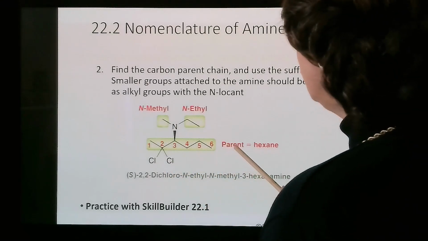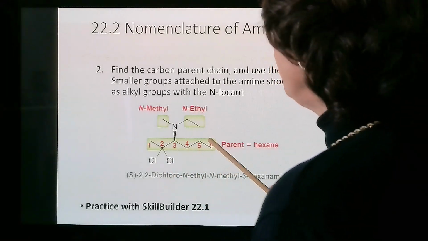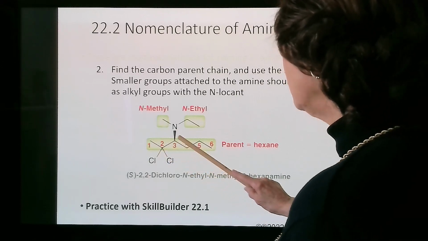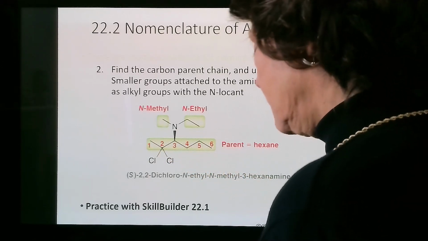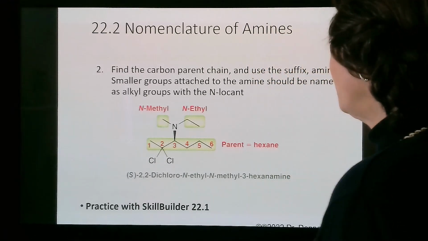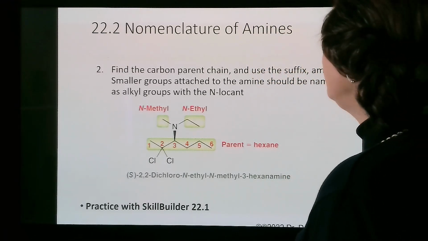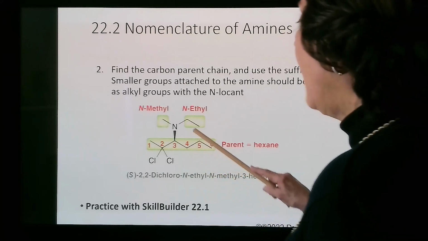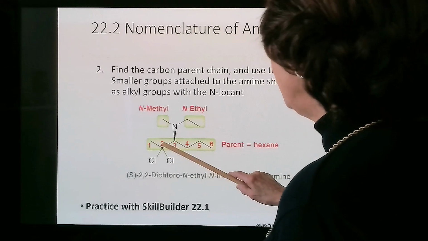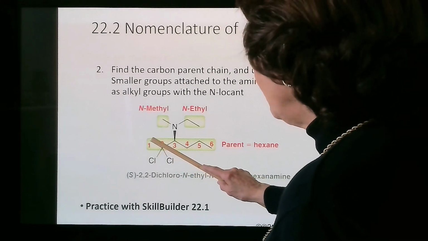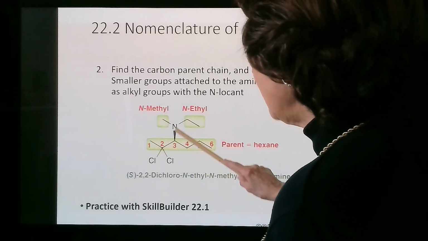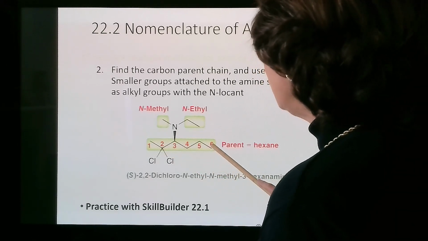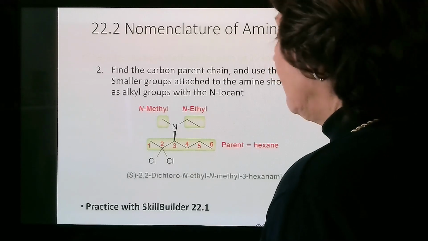For more complicated amines, you find the carbon parent chain. That's going to be the longest carbon chain that bears the highest priority group. And the smaller groups attached to the amine are named as alkyl groups. So this is 1, 2, 3. So the nitrogen is in the 3 position. 1, 2, 3, 4, 5, 6. There are 6 carbons in this.